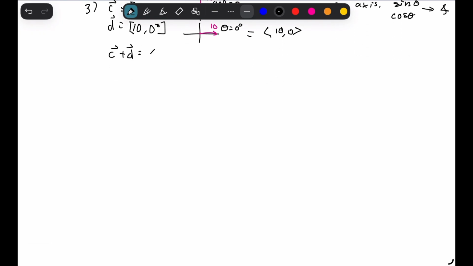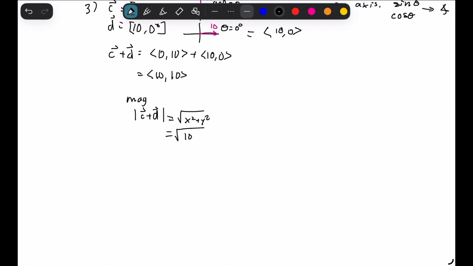So c plus d is going to be 0, 10 plus 10, 0, which is 10, 10. Now to find the magnitude, we have c plus d, which is going to be equal to the root of x squared plus y squared, which is 10 squared plus 10 squared, which is 100 plus 100, and that's the square root of 200, aka 10 root 2.